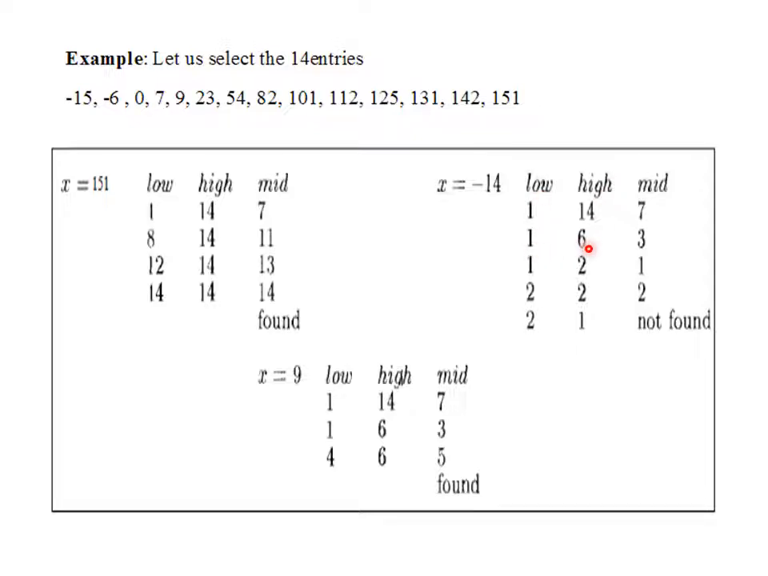And 1 plus 6 is 7, divided by 2 is 3. So the third value is equal to 0, and the search item is minus 14, so it is not equal. Again we compare, because minus 14 is less than 0, so it must be in the lower part. It is not in the upper part.